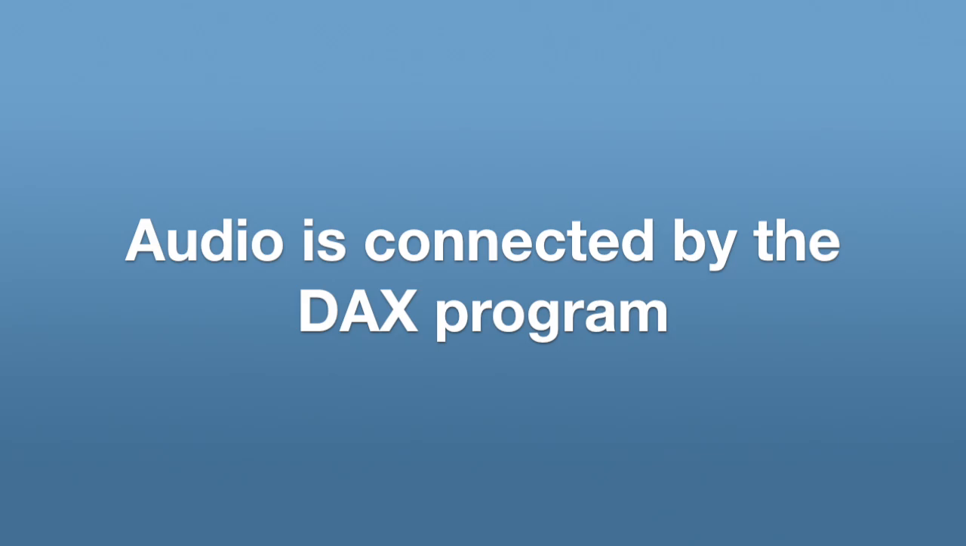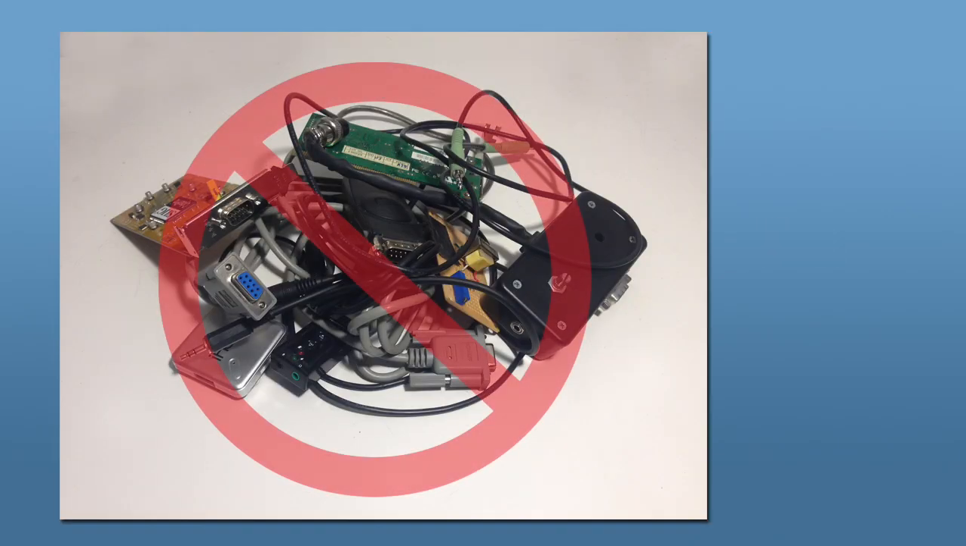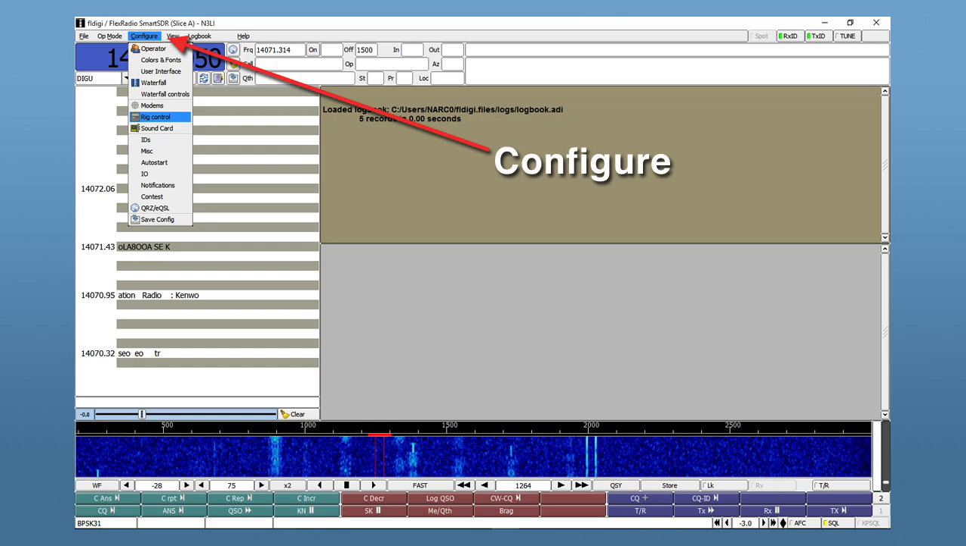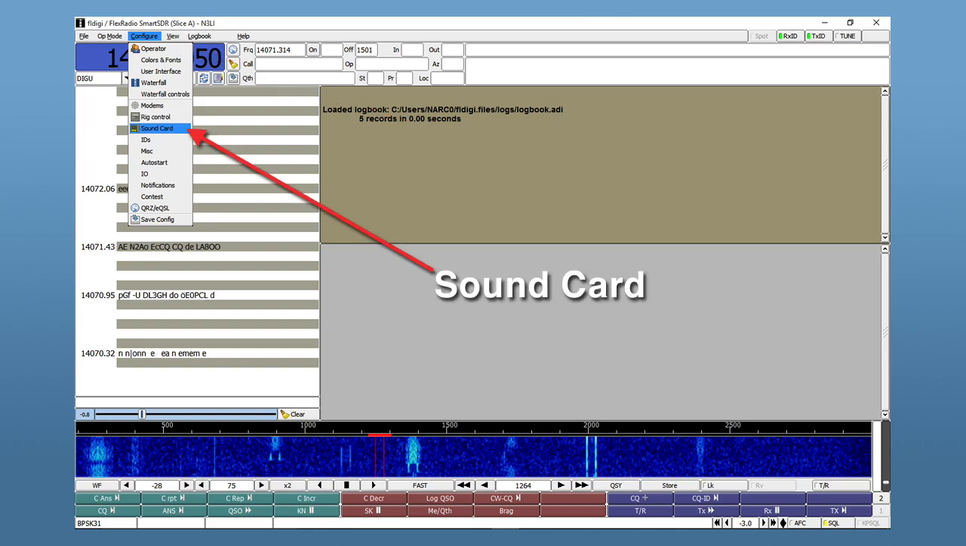Next up, we'll get the audio from Fldigi to Smart SDR and the radio. We use the DAX program that makes life a lot easier and interconnect cables mostly banished. So let's go back to the Fldigi screen. In Fldigi, go to the menu bar and select Configure Sound Card.